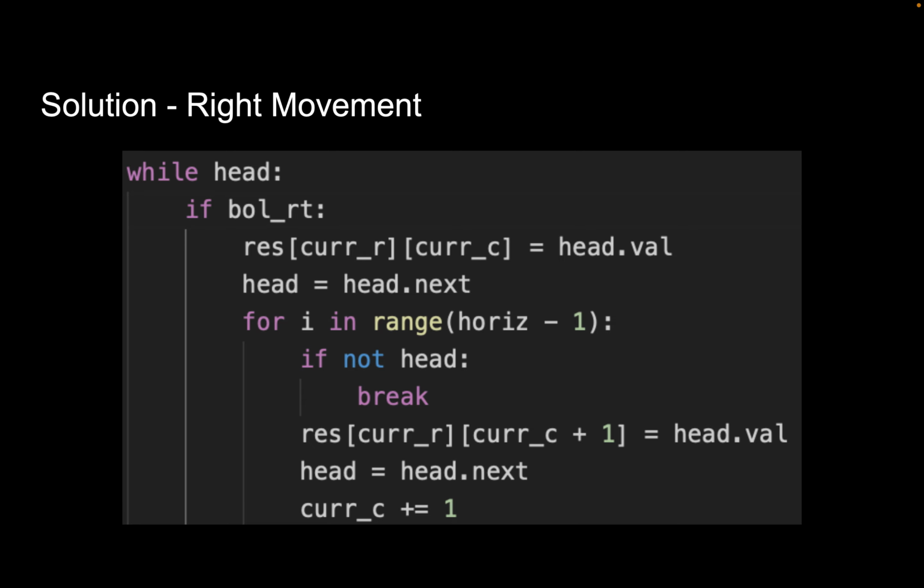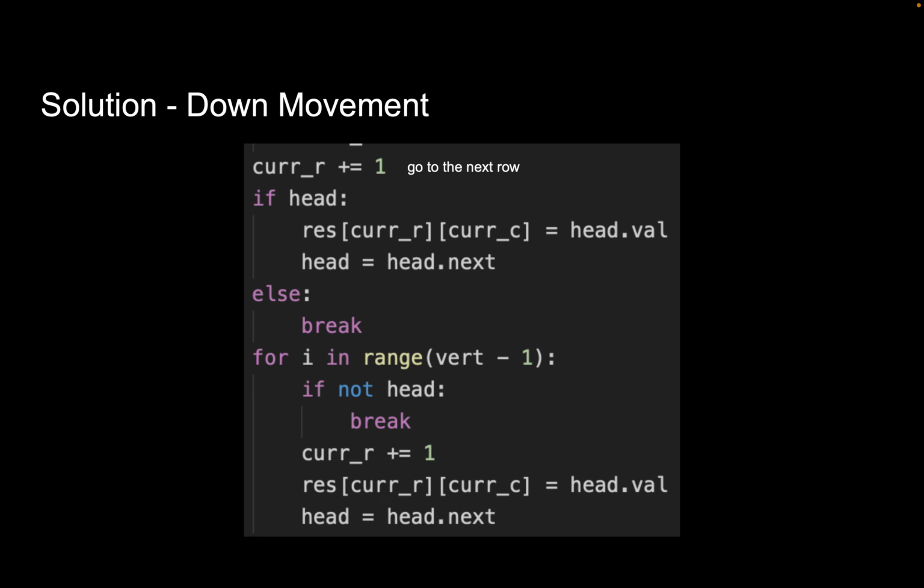And now we need to traverse to the right, right? So when you're going to the right, you need to increment current C by 1, right? So you set result current R, current C plus 1 to be the value of the current head. And then you move the head pointer to the right, and you also need to change current C by 1 as you're traversing from left to right of the matrix.